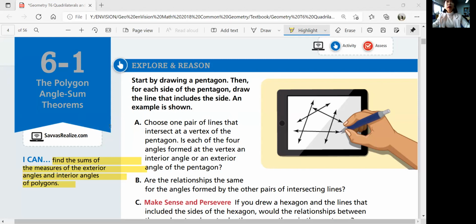Okay, part A, choose one pair of lines that intersect at a vertex of the pentagon. Vertex is just a point. Is each of the four angles formed at the vertex an interior angle or an exterior angle of the pentagon? So choose two lines that intersect, and the intersection point would be a vertex of your pentagon, right? I can choose these two lines here, and that's my vertex point. Is each of the four angles formed at the vertex an interior or an exterior angle? Is this an interior angle or an exterior angle?